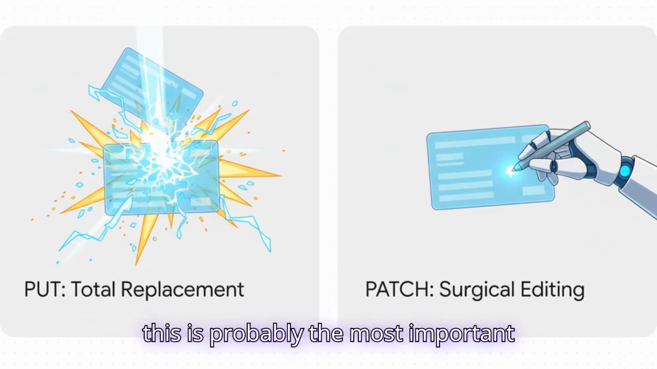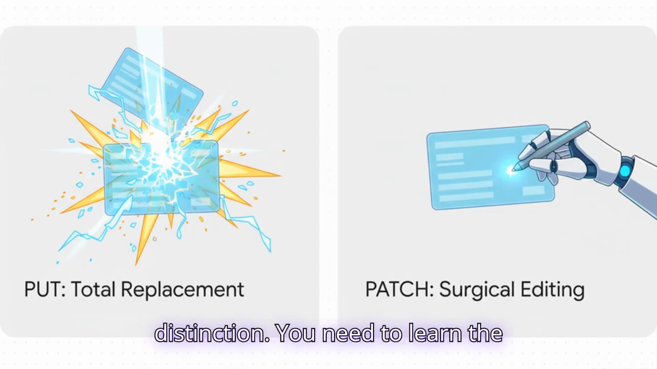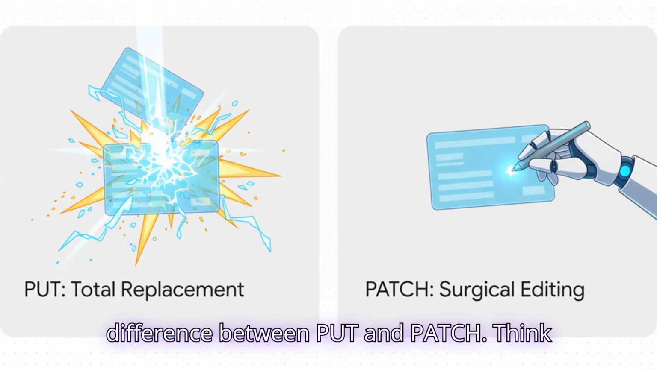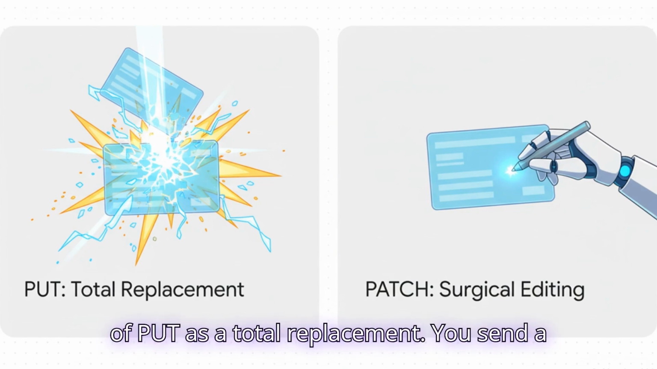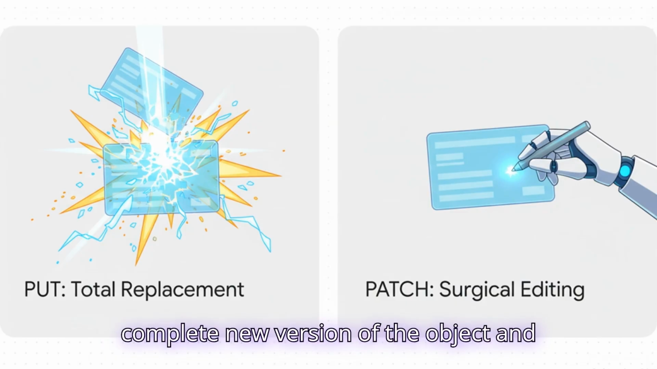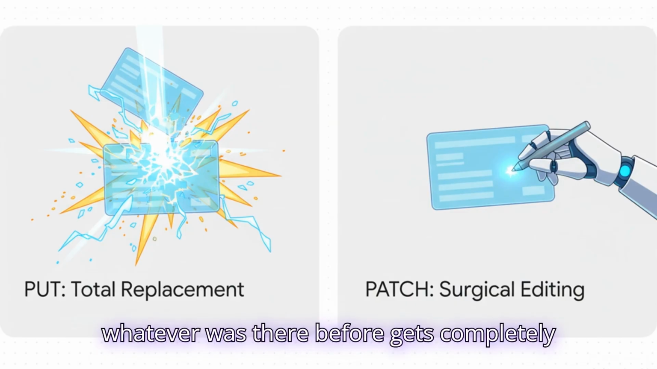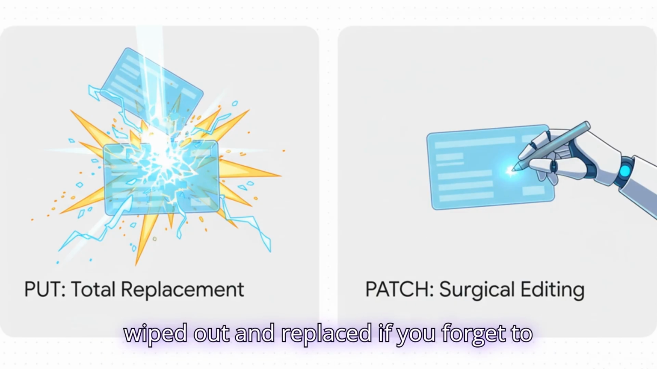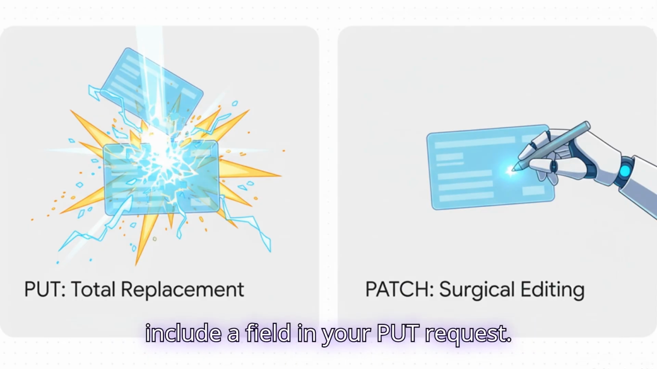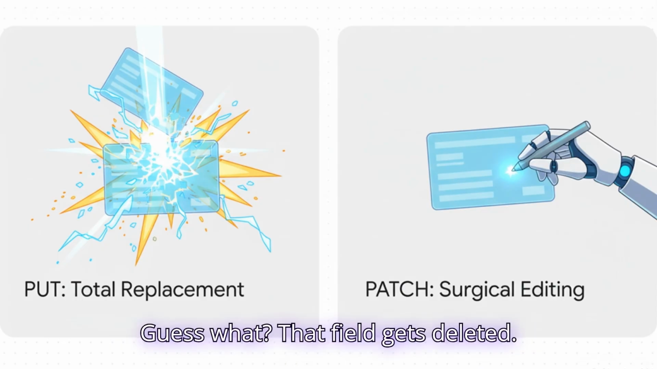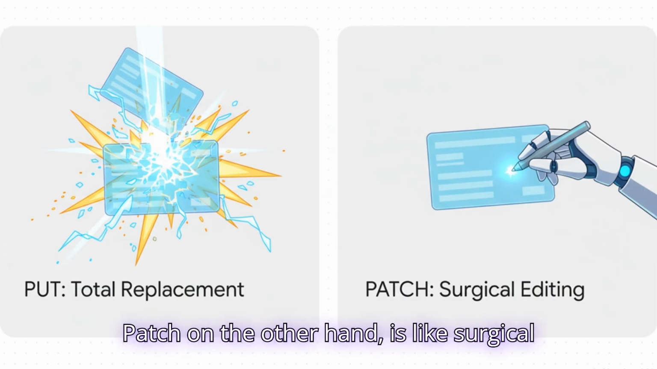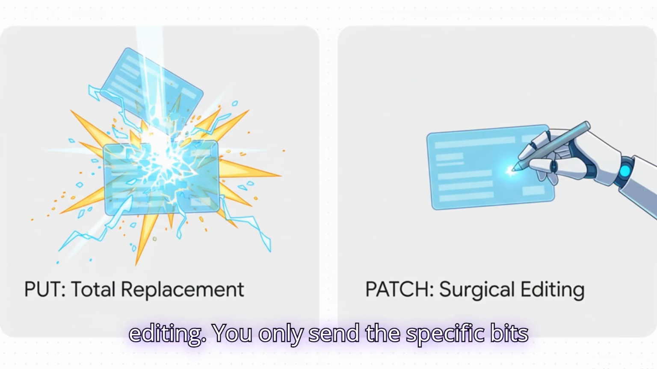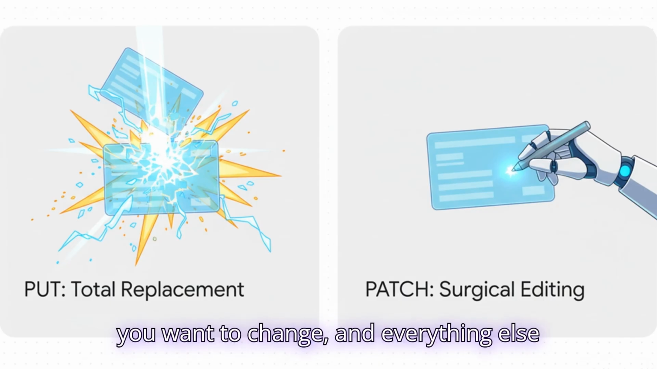So for update, this is probably the most important distinction you need to learn, the difference between put and patch. Think of put as a total replacement. You send a complete new version of the object, and whatever was there before gets completely wiped out and replaced. If you forget to include a field in your put request, guess what? That field gets deleted. Patch, on the other hand, is like surgical editing. You only send the specific bits you want to change, and everything else on the server stays exactly as it was.